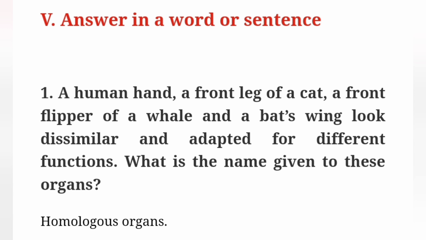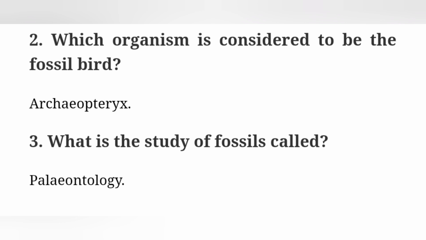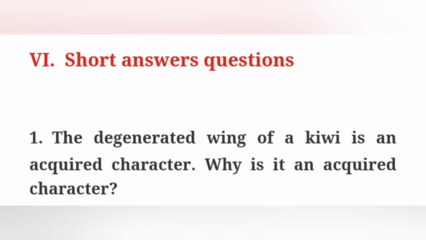First question, a human hand, a front leg of a cat, a front flipper of a whale and a bat's wing look dissimilar and adapted for different functions. What is the name given to these organs? Answer, homologous organs. Second one, which organism is considered to be the fossil bird? Answer, Archaeopteryx. Third one, what is the study of fossils called? Answer, paleontology. Sixth Roman letter, short answered questions.